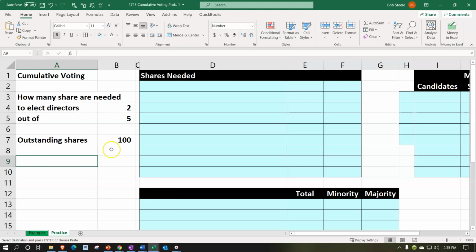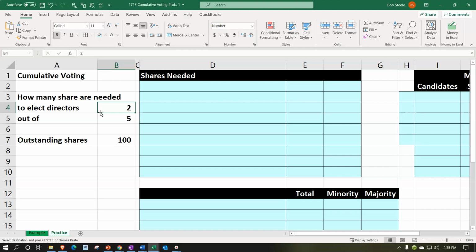Okay, so let's take a look. We might have a question that looks something like this. How many shares are needed to elect 2 out of 5 of the directors? Let's say there are going to be 100 shares outstanding, and we want to know how many shares we would need to control in order to strategically elect 2 of the 5 directors.